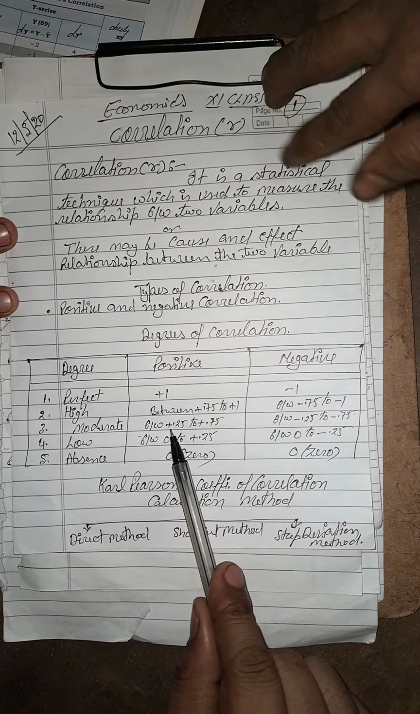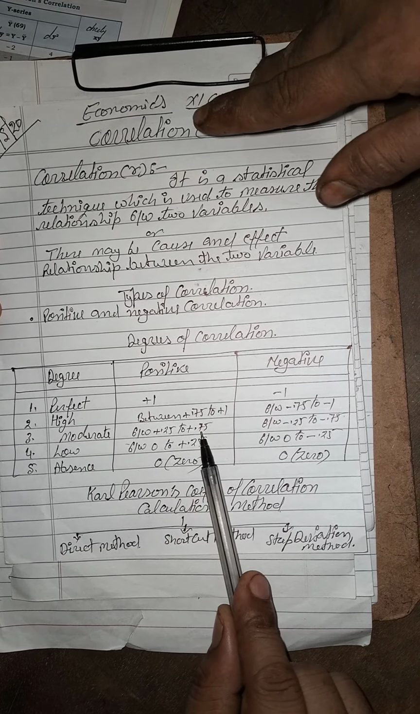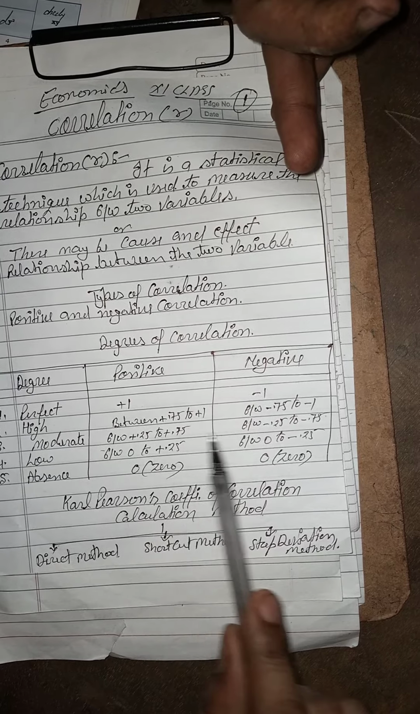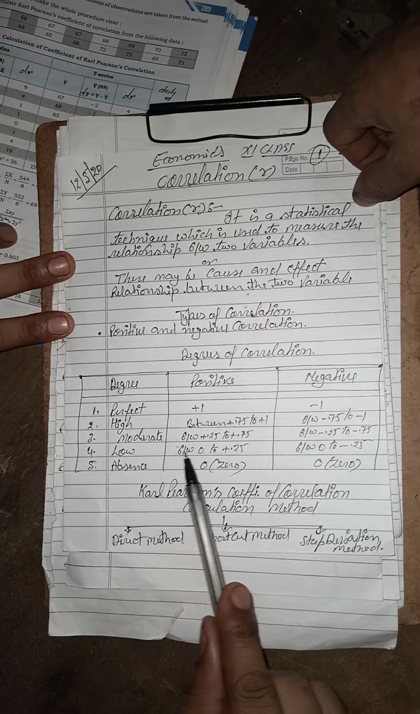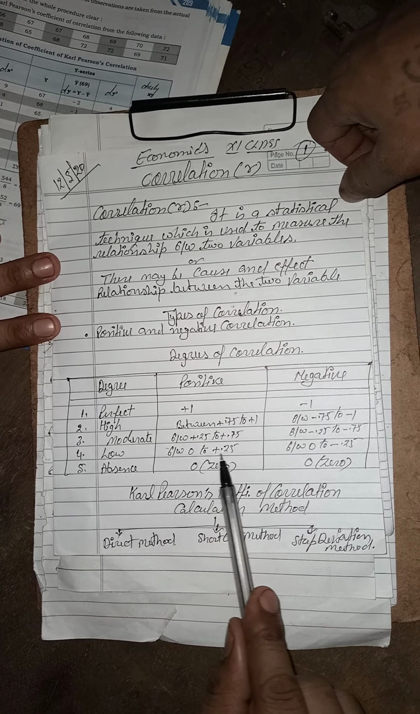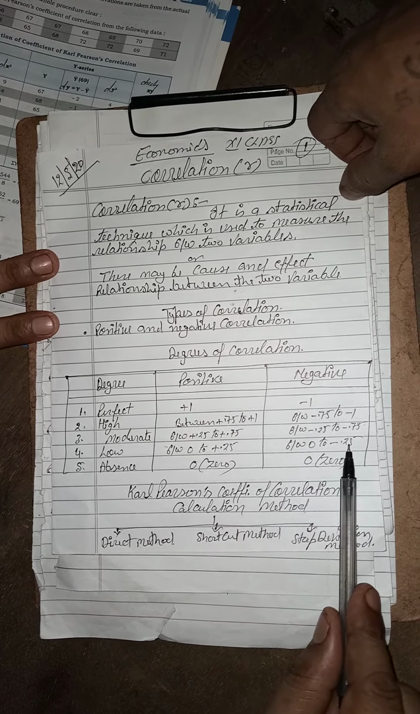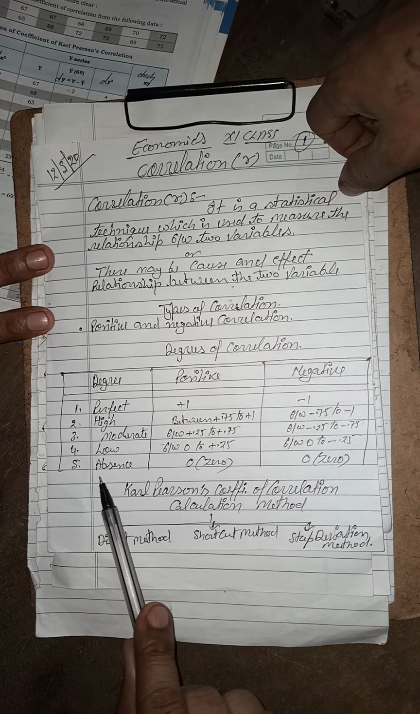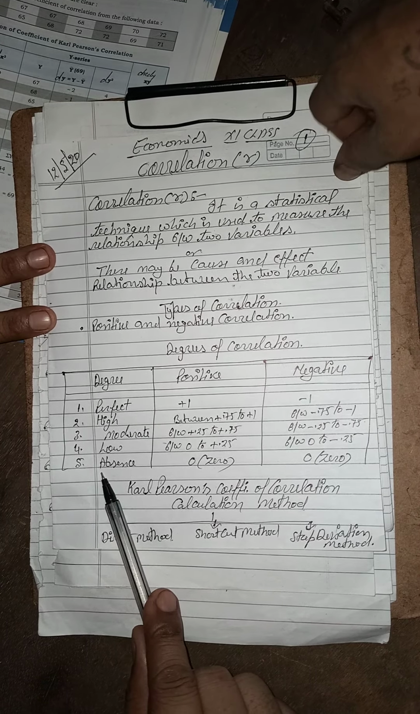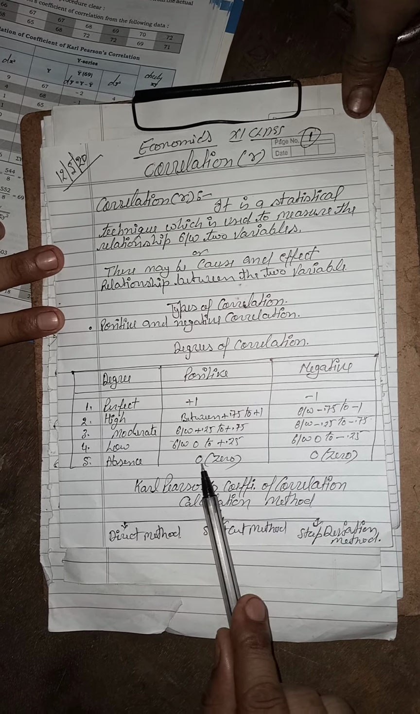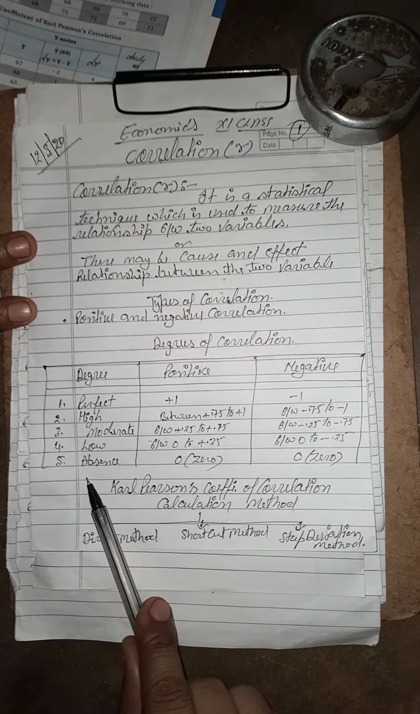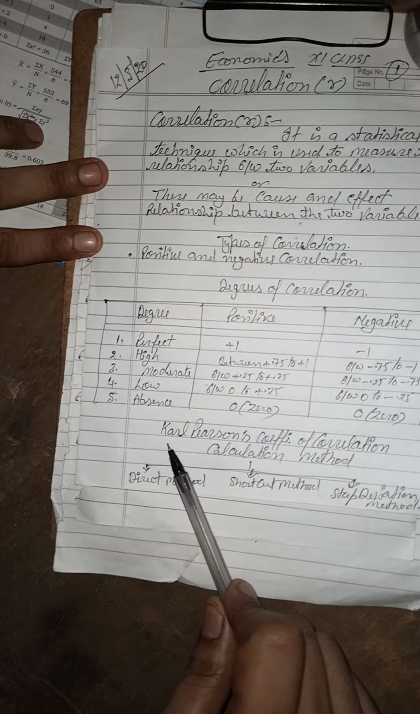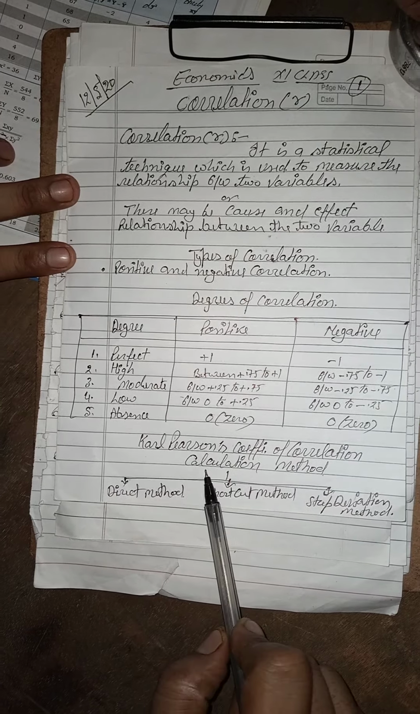Moderate correlation, when the two series correlate between 0.25 to 0.75, positive and negative, is called moderate correlation. Low correlation shows between 0 to 0.25, positive and negative. And no correlation or absence of correlation is when the correlation between the two series is 0. So dear students, we have discussed the Karl Pearson coefficient of correlation calculation method.